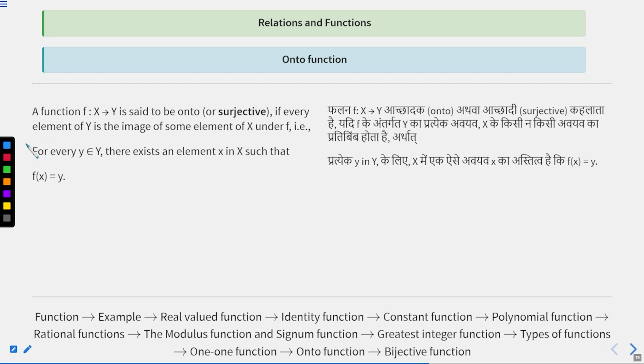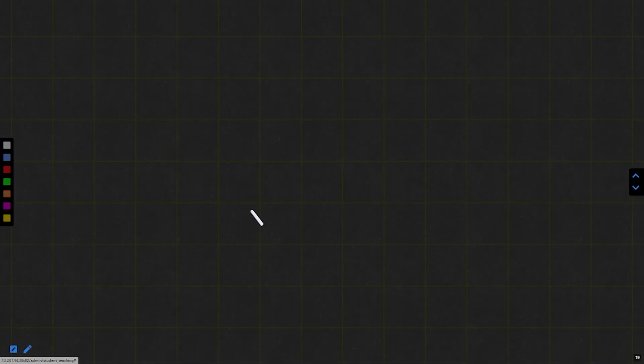Now onto function, or surjective function. So what do we mean by an onto or surjective function? It says if every element of Y, meaning every element of the codomain, is the image of some element of X under f. What this means is, for every y belonging to Y, there exists an element x in X such that f(x) is equal to y. Understood?